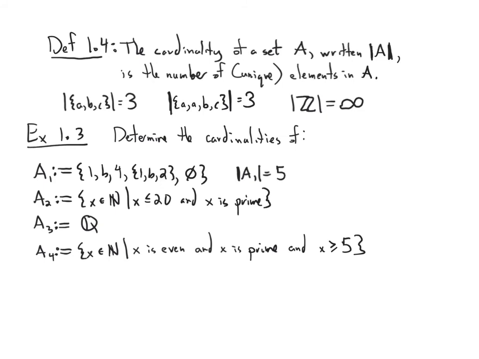It has 5 elements. Set A2 also comes from a previous slide. It was the numbers that are prime and less than or equal to 20. And I should say, the natural numbers that are prime and less than or equal to 20. And they are 2, 3, 5, 7, 11, 13, 17, and 19. And there are 8 numbers there, so the cardinality of the set A2 is 8.